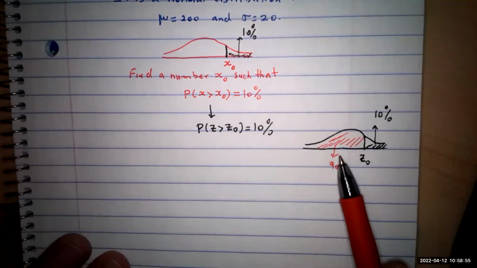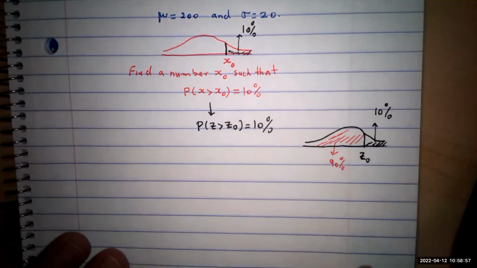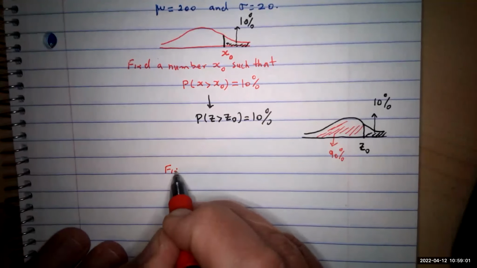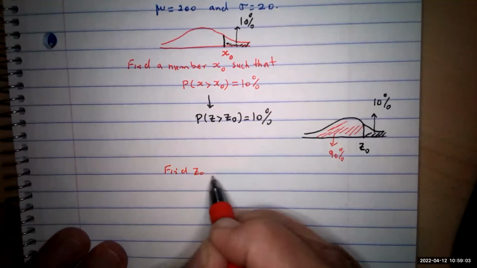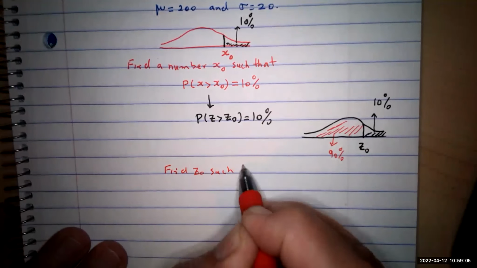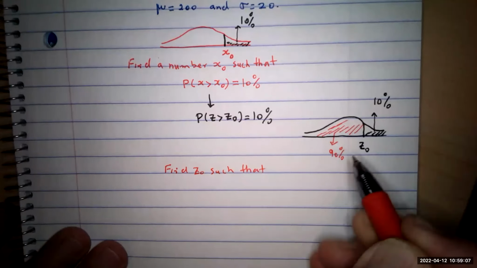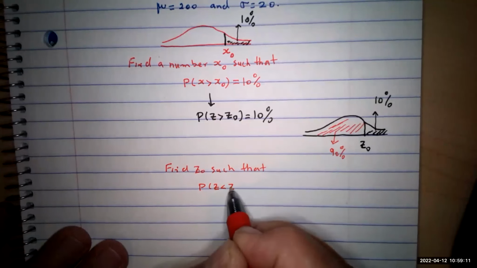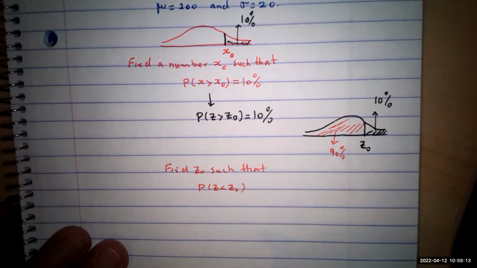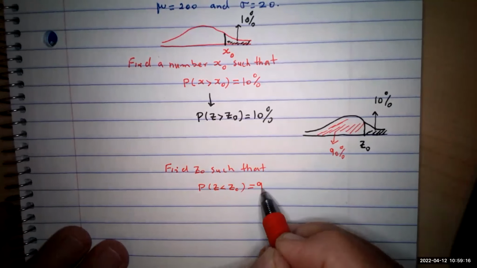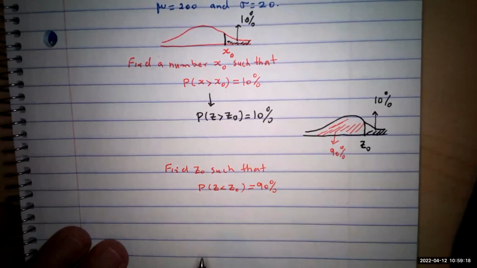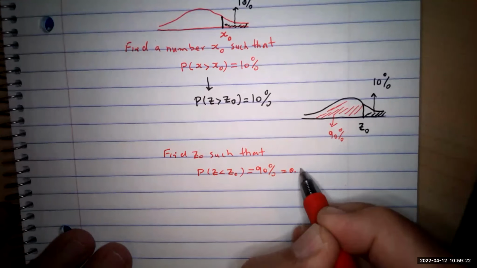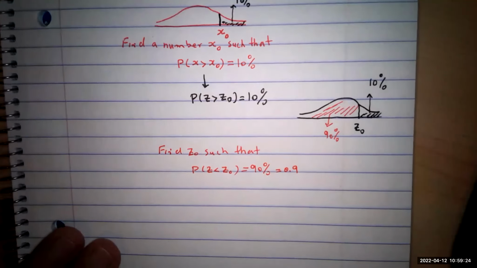So now this means you have to find the z naught. If you like, I'll just explain again. You find the z naught such that the probability that z is less than z naught, it doesn't matter, less than or equal to, is 90%. You want 90%, which is 0.9, to get this number.